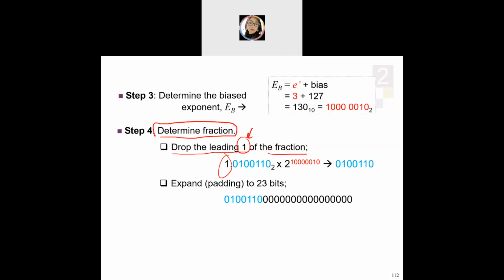Okay, this one you need to pad to the right. That is the correct thing to do for the IEEE single precision. If it is double precision, you're going to make it up to 52 bits. That is the only difference from the simple floating point you learned in your class yesterday.